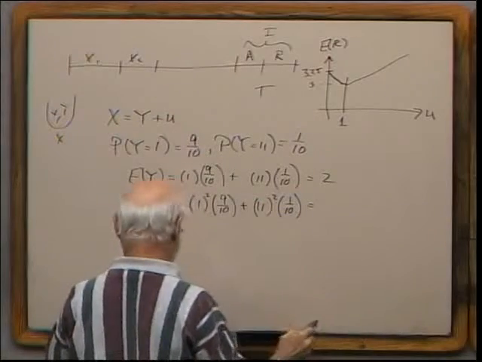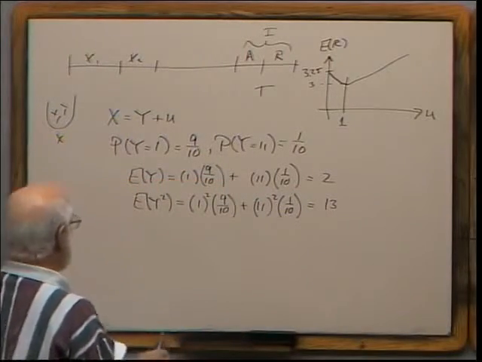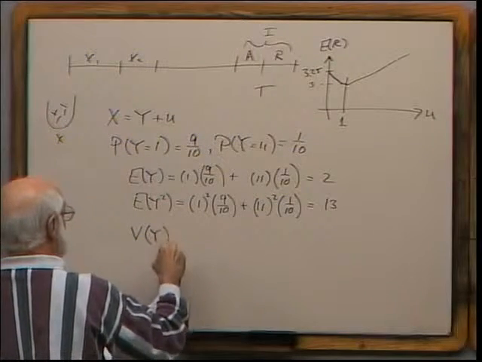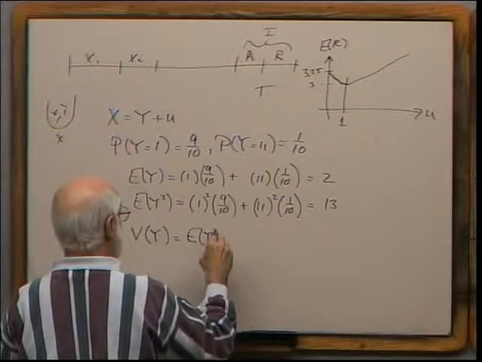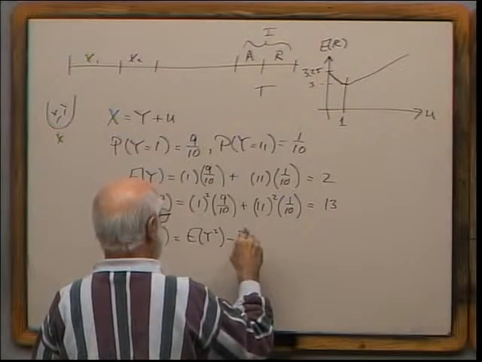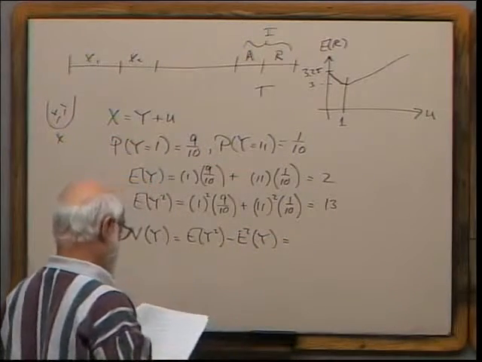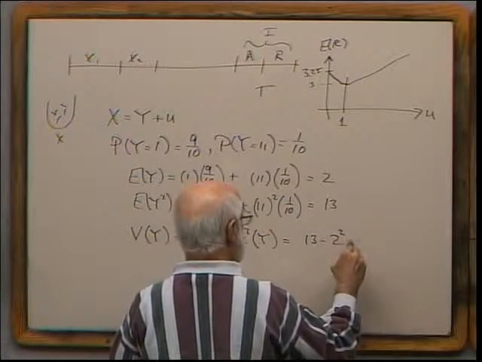And simple arithmetic tells you that that value is equal to 13. Then you want to calculate the variance of y. And the variance of y is the expected value of the square, the second moment, minus the square of the first moment. So that's equal to 13 minus 2 squared, or 9.